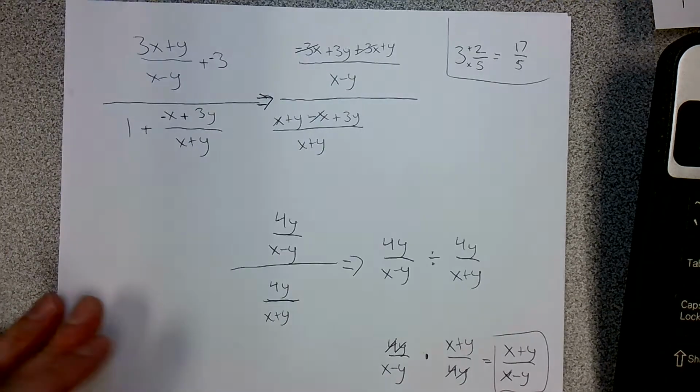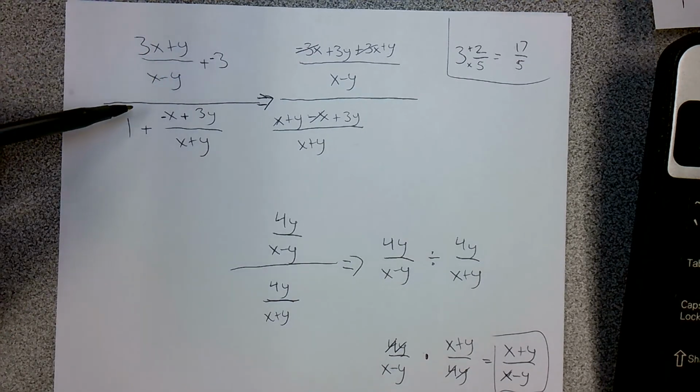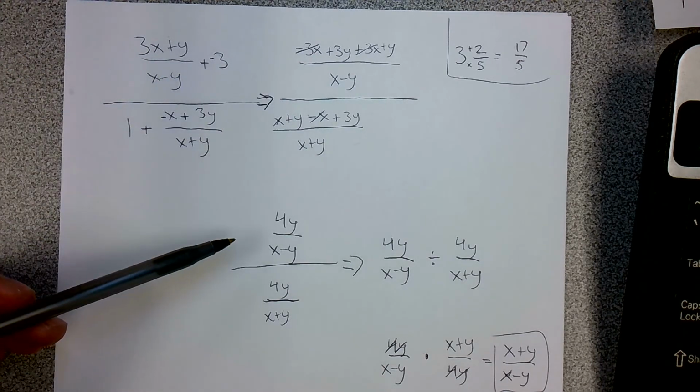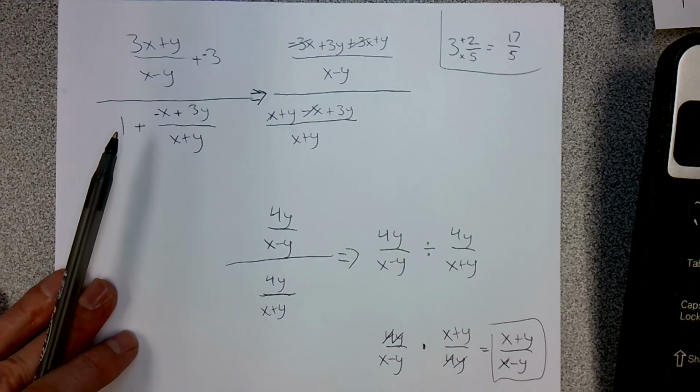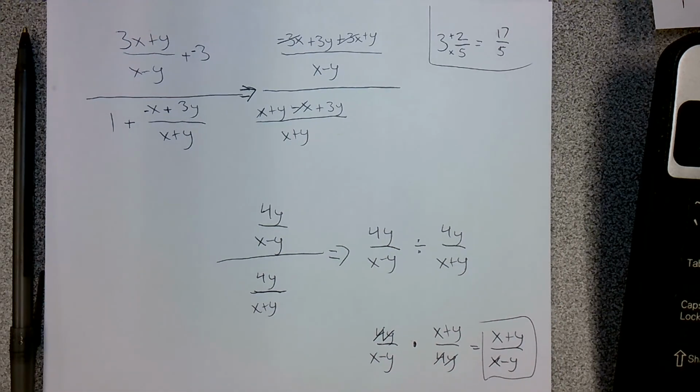These are big problems because you need to change it to an improper fraction first. Then you need to simplify. Then you need to divide with fractions. And then you need to simplify. And it's a big problem. But that's how you do 13 and 16.